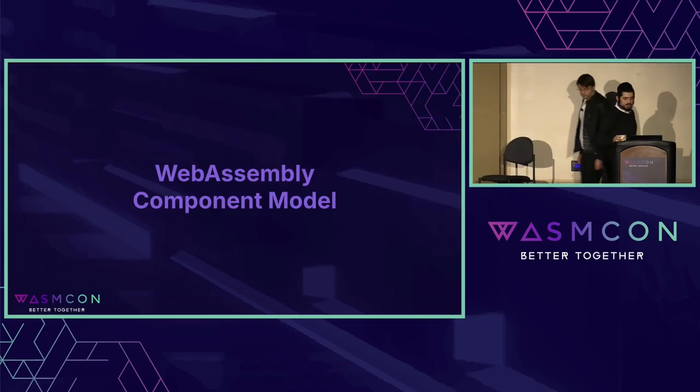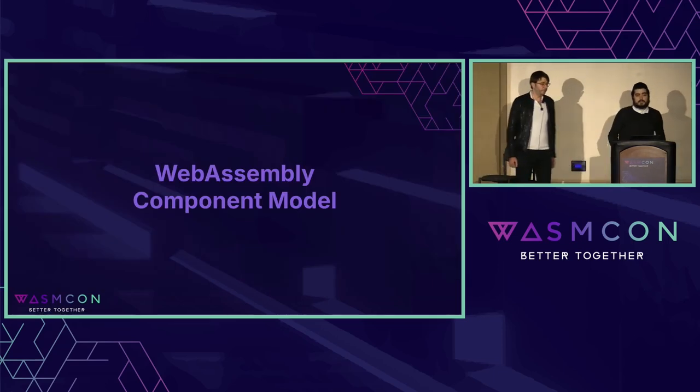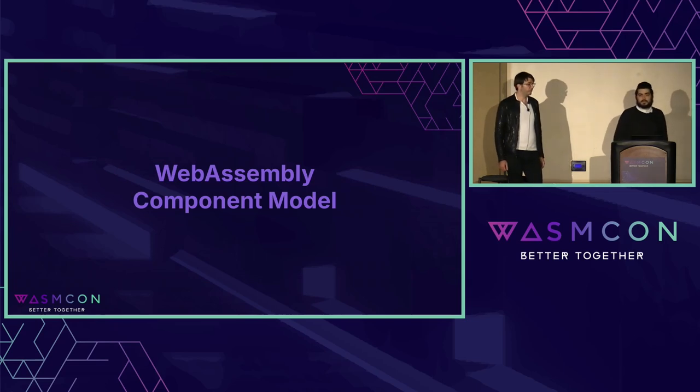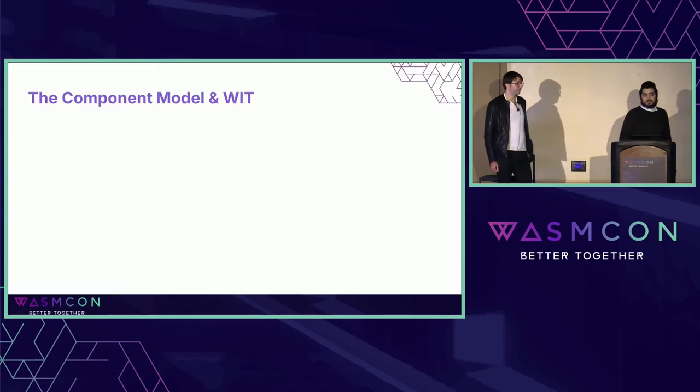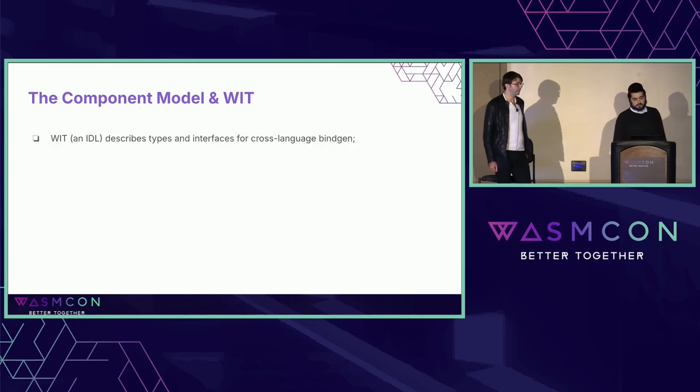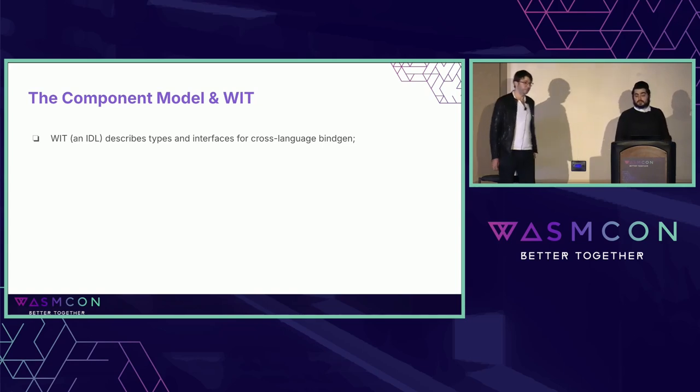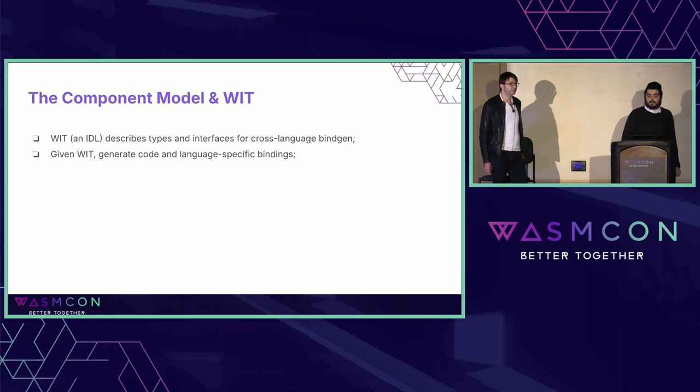So, the WebAssembly component model. The WebAssembly component model is a way to describe how different components talk to each other. And there are lots of aspects to that, but we want to touch on one point, and that's the IDL it describes. The way it describes this IDL is through a language called WIT. WIT lets you describe high-level types that you can use to generate cross-language code that works in most popular languages.